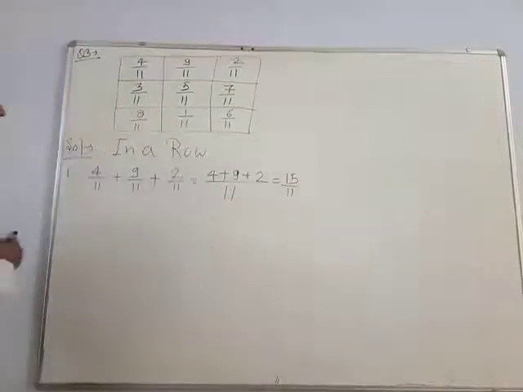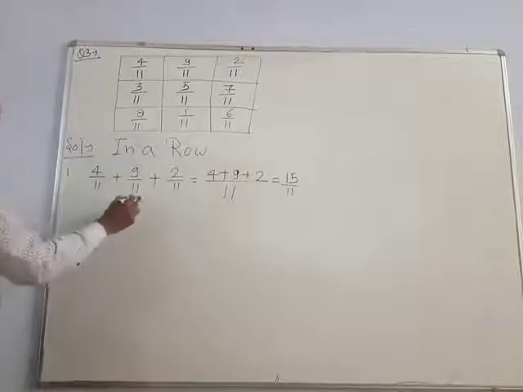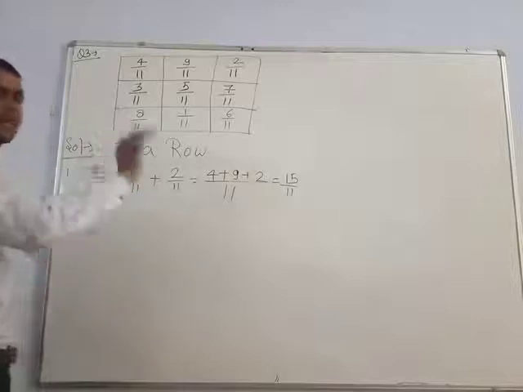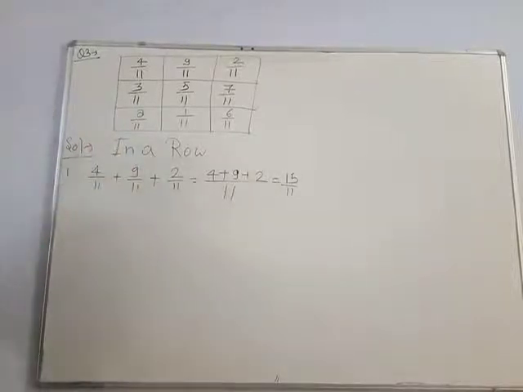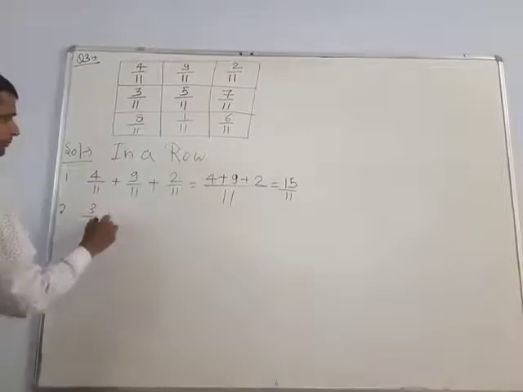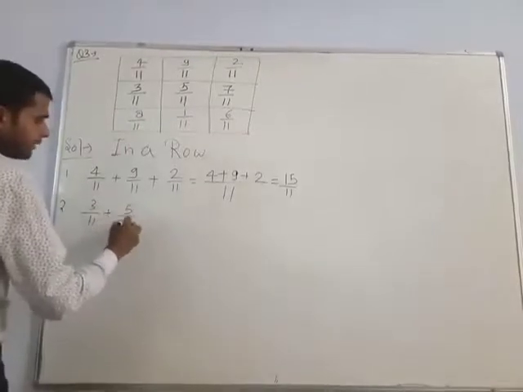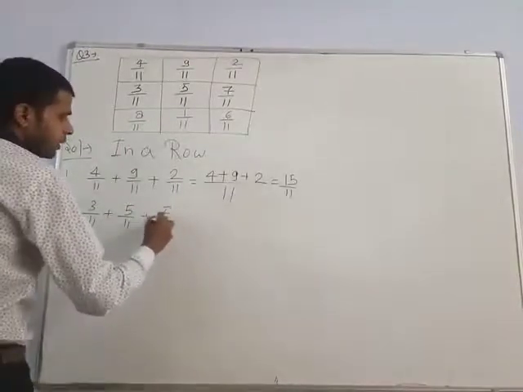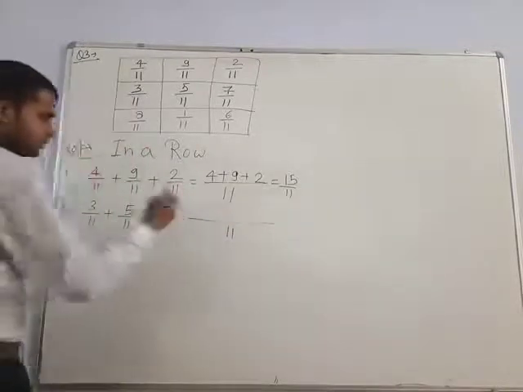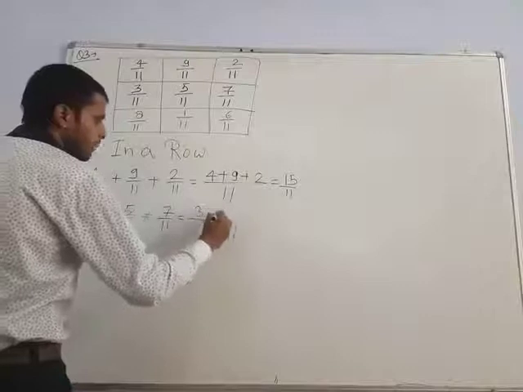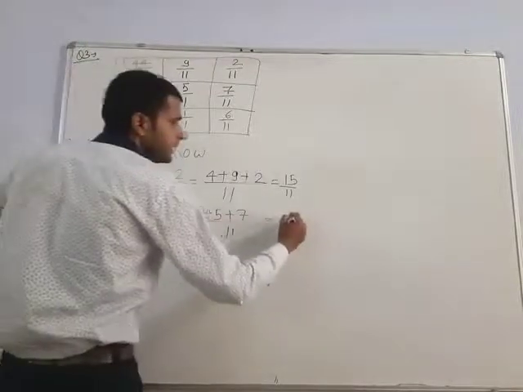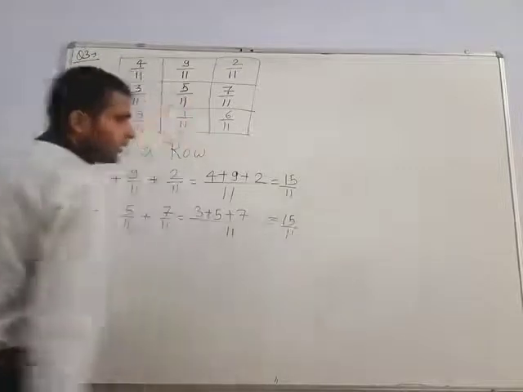If the denominator is the same, you have to add all the numerator values directly. Second row is 3 upon 11 plus 5 upon 11 plus 7 upon 11. You take LCM 11 and add all the numerator values. So 5 plus 3 is 8, 8 plus 7 is 15, so 15 upon 11.